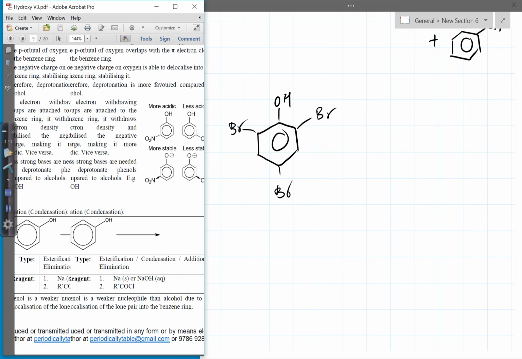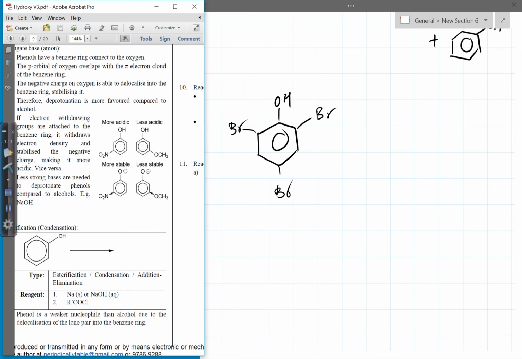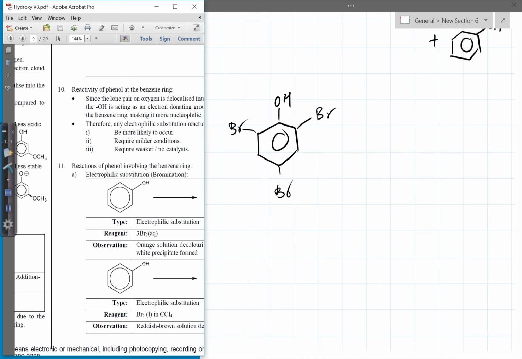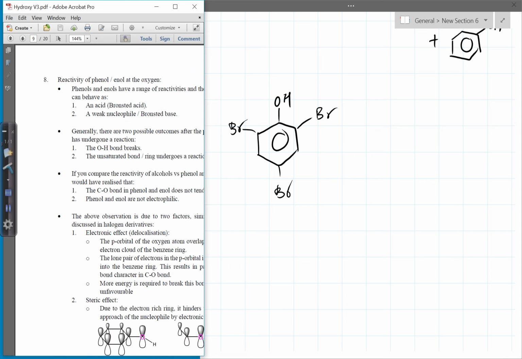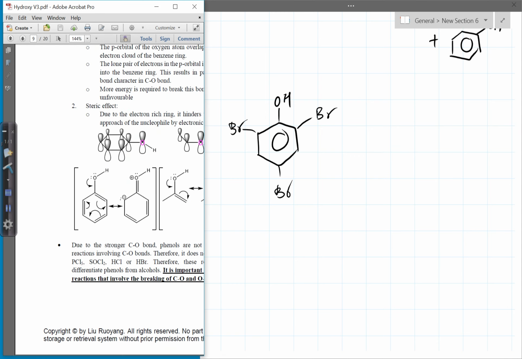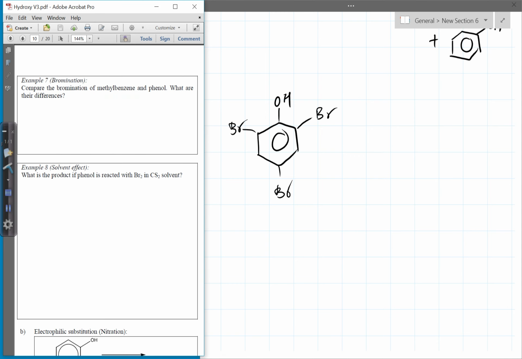So now a lot of schools, once again, they teach one in aqueous, one in CCl4, but they never teach why one gives tri-substituted product, one mono-substituted product, correct? Have you wondered why? Or just memorize only?